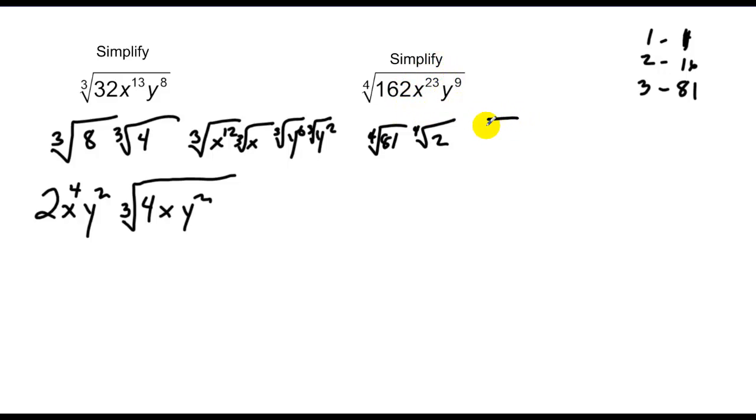I need a perfect fourth that goes into x to the 23rd. That's going to be x to the 20th, leaving me with x to the 3rd. And then the perfect fourth in y to the 9th is y to the 8th, leaving me with the 4th root of x. Or I'm sorry, y. Those are y's.